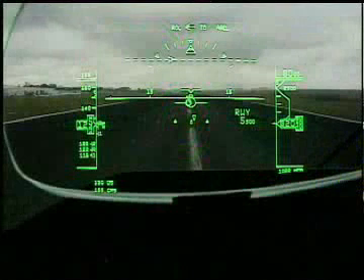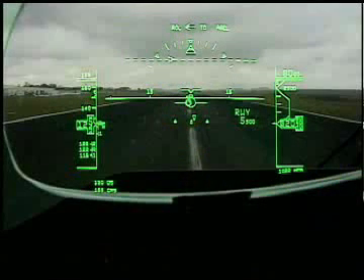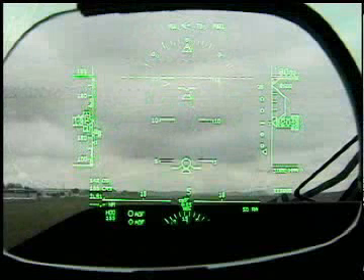As the pitch attitude increases during takeoff rotation, the ground roll reference is held on the 0-degree pitch line until 3 degrees attitude is achieved. At this point, the ground roll reference symbol is replaced by the flight path symbol.